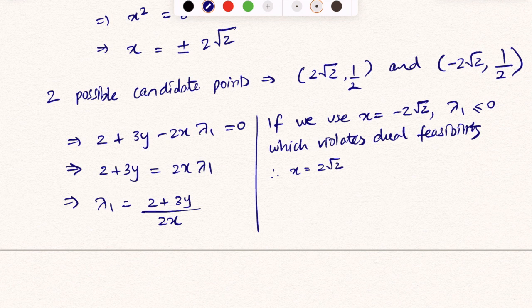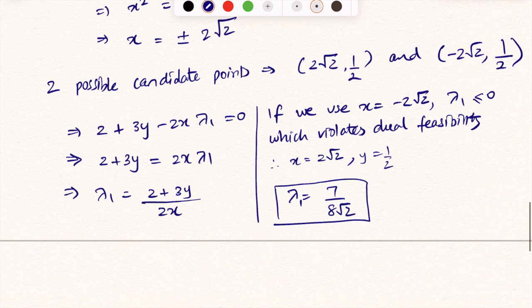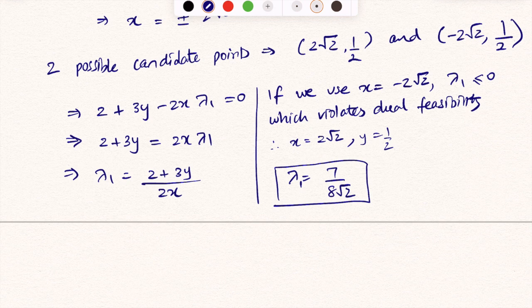If you plug in x equals 2 root 2 and y equals 1/2, I've done some math off screen, lambda 1 is equal to 7 over 8 root 2. You can do the math and double check for yourself. This is, of course, greater than 0, and lambda 1 is valid. Since lambda 1 greater than or equal to 0 has been fulfilled, 2 root 2 comma 1/2 might be a possibility. And so let's use the second equation to verify that lambda 2 is also satisfied.